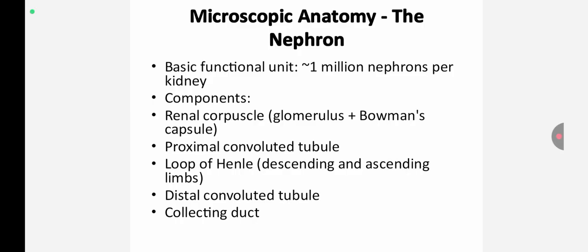So quickly, the microscopic anatomy of the nephron. The functional unit of the kidney is the nephron. The kidney contains approximately 1 million nephrons. The components of the nephron are the renal corpuscle, comprising the glomerulus and the Bowman's capsule, the proximal convoluted tubule, the loop of Henle, descending and ascending, the distal convoluted tubule, and the collecting ducts. These are the components of the nephron.